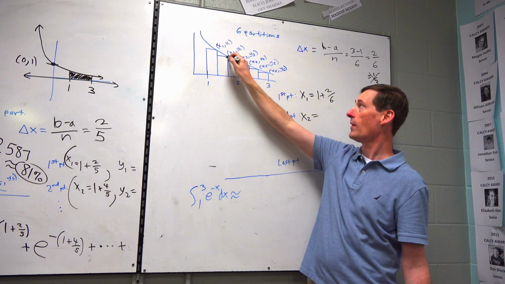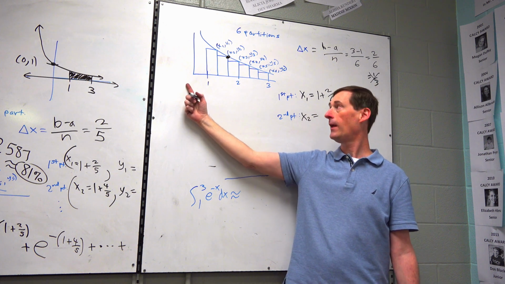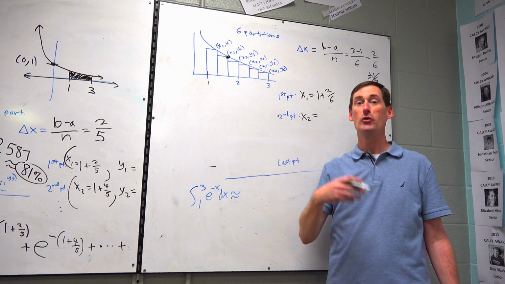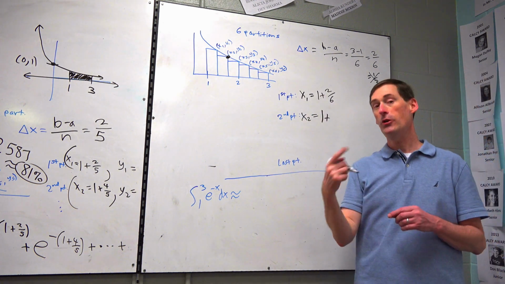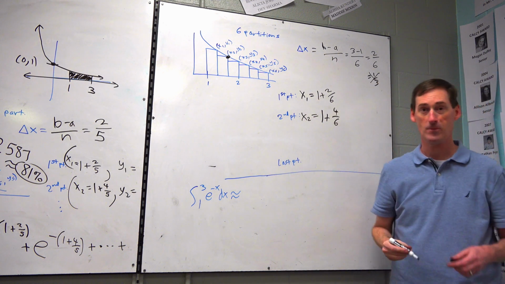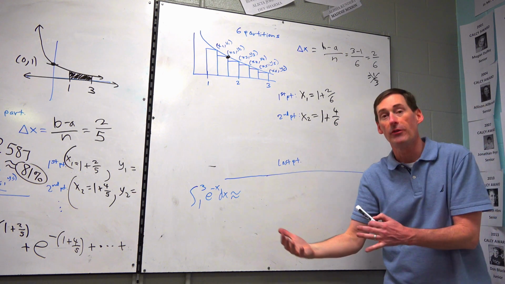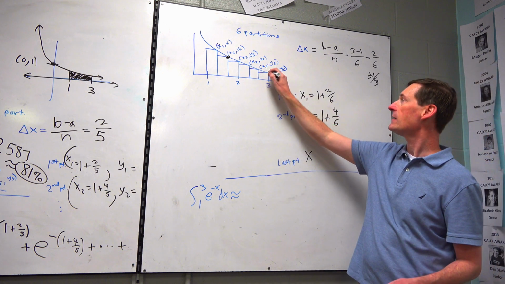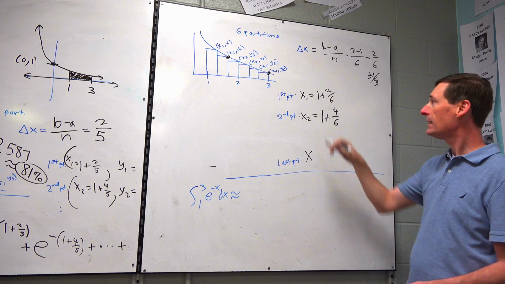x2, that top little corner right there, is located right above what on the x-axis? Origin, 1 plus 2/6 plus 2/6, right? 2/6. So you get 1 plus 2/6 plus another 2/6 makes 4/6. Okay? And then you get 1 plus 6/6, 1 plus 8/6, 1 plus 10/6, and the pattern continues. When you get to the last point, that's going to be called x6. 6 partitions, we need 6 corners of the building, 6 different corners touching.